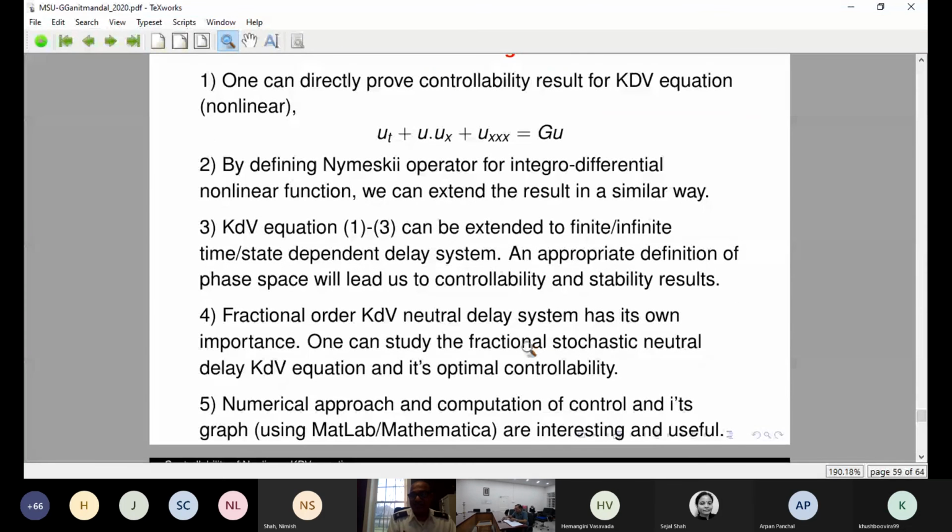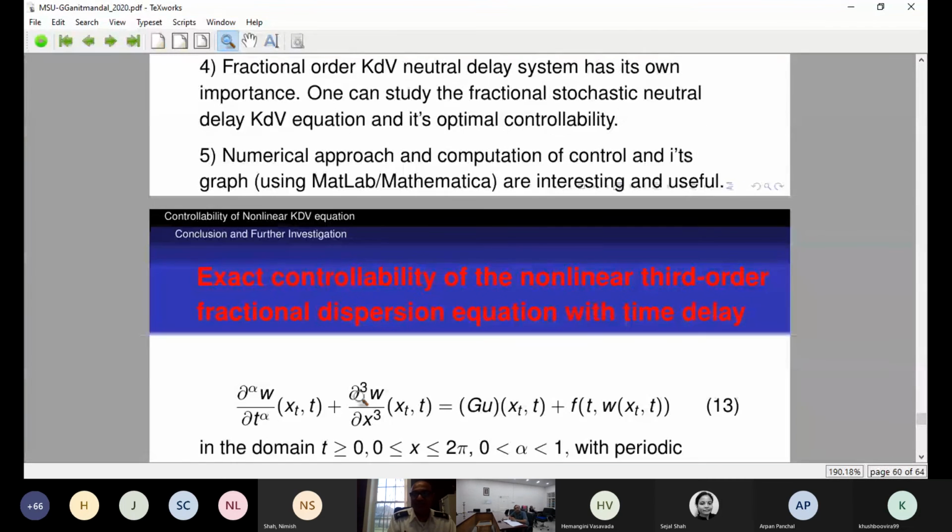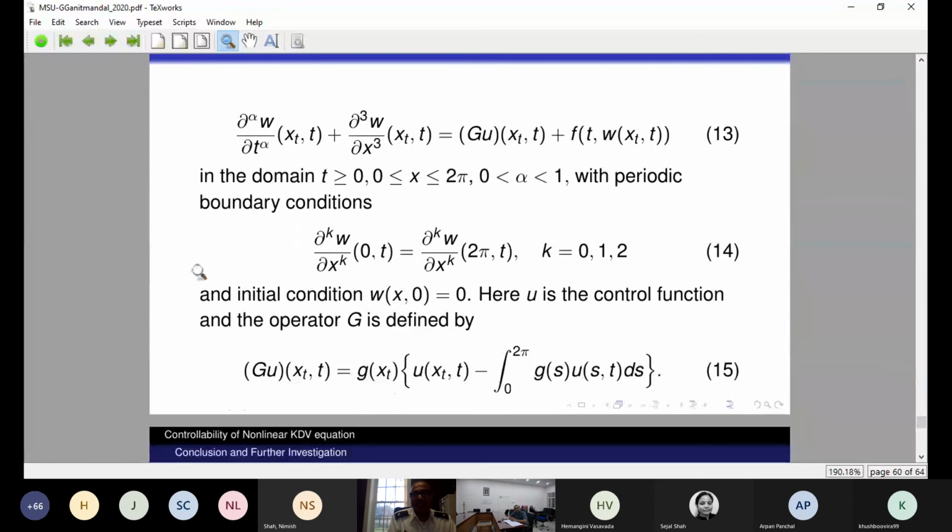Fractional order KdV equation, that is also important. I will give you the glimpse of this fractional order, what we mean by fractional order, and one can go for the numerical approach of the computational control, and we can find the graph, and that is also interesting and useful. The fractional order system that is like this. Del to the power alpha lies between 0 and 1.